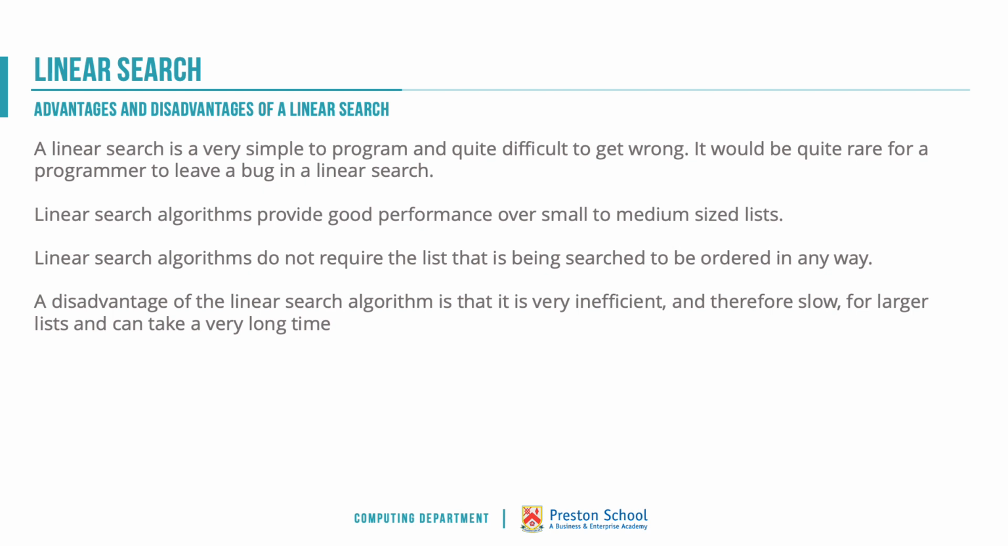The disadvantage is that with most simple things, it's fairly inefficient. It's going to be very, very slow on big lists. If we've got 2.4 million records, well, there's going to be 2.4 million comparisons in a linear search. It really is going to take a very long time to find the correct answer.